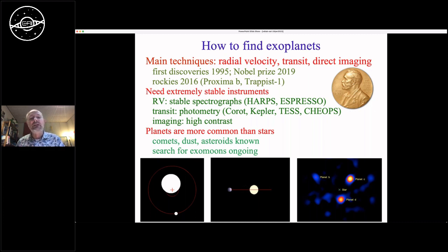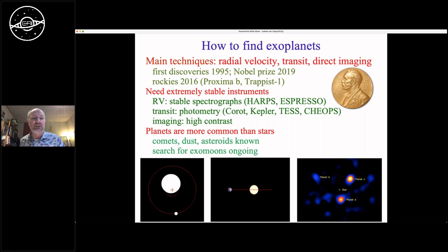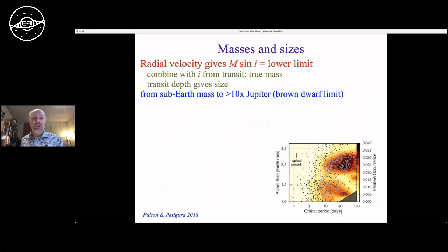So my prediction would be that within the next few years we will see the first exomoon, but we haven't found it yet. Good, so now that we have found a lot of planets, what can we learn about them? Well, first thing you want to know as an astronomer is just how big is it? And this can be either in terms of the mass or in terms of the size of the planet. Let's start with the mass.